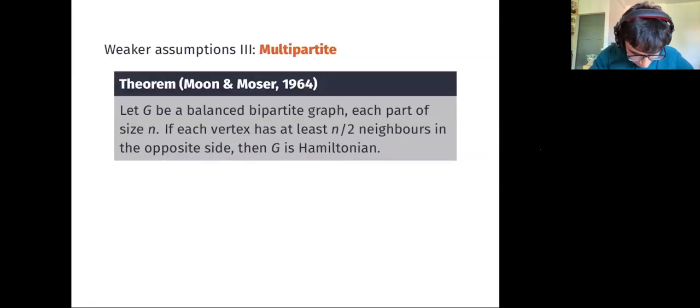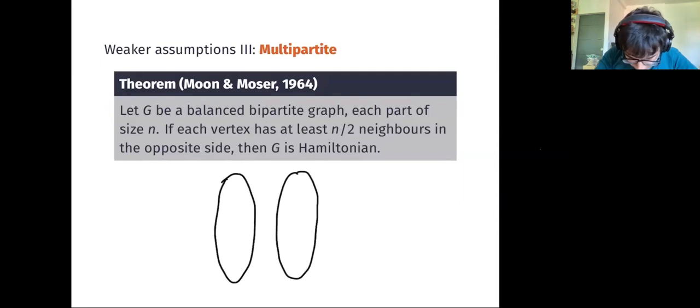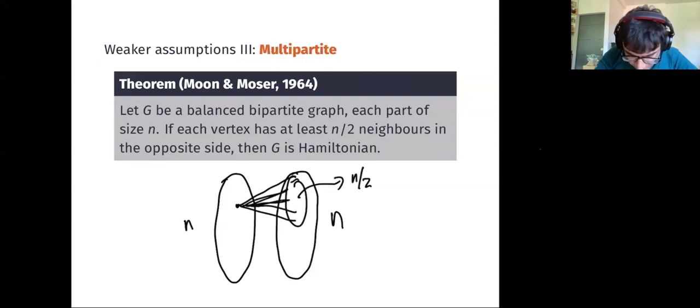So another possible assumption: you can find Hamilton cycles in a multipartite setting. There's this theorem by Moon and Moser from '64, and they say that if you have a balanced bipartite graph, two parts of size n, and every vertex in each part has at least n over 2 neighbors in the opposite side, then your graph is Hamiltonian.